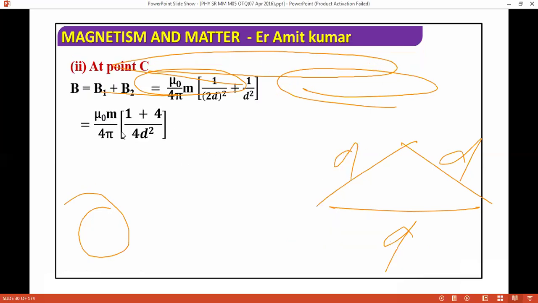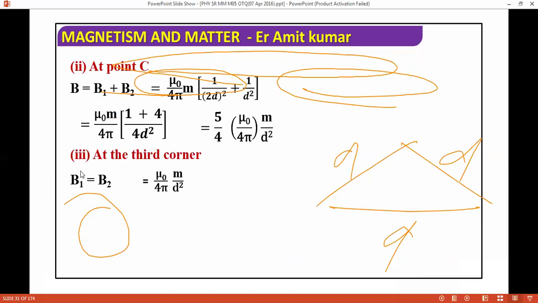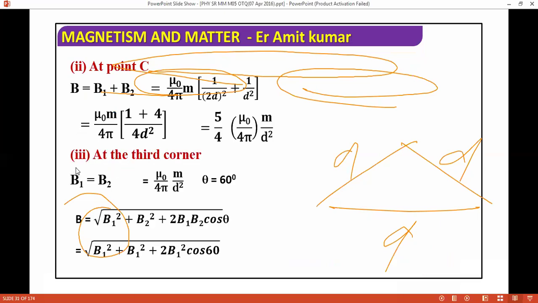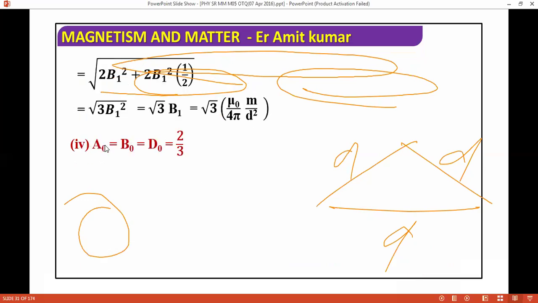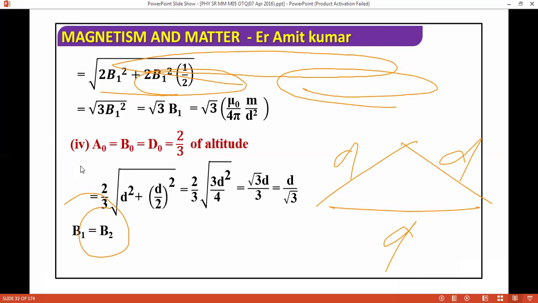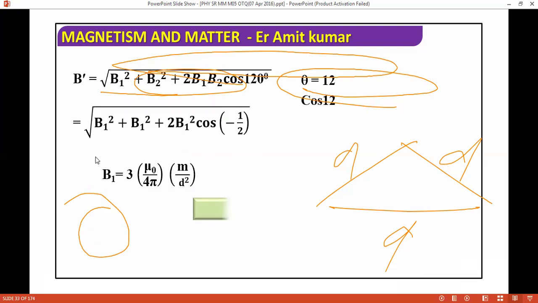At point C, B is B1 plus B2, mu naught by 4 pi m by d square plus d square. If you solve it, it will come like this. And at the third corner, if you solve this, it will come like this. You can do these questions easily, and the answer will come like this. The answer key will be the third option. Next question we are moving ahead.